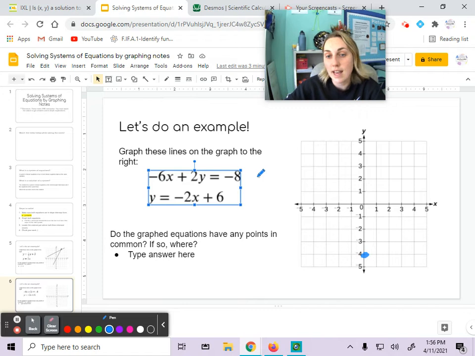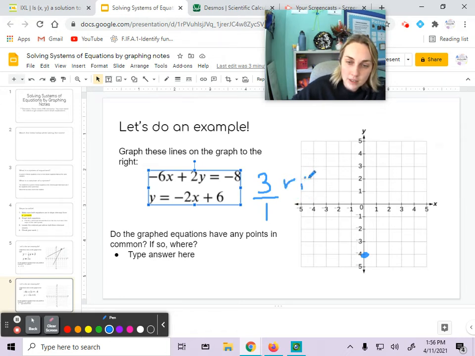Remember, the slope is always next to the x, and that number that was next to the x was a 3. It's a 3 by itself. And if you remember, when you see a number by itself on the slope, what you're going to do is put a 1 under it so it turns into a fraction. So the rise is 3, and the run is 1.